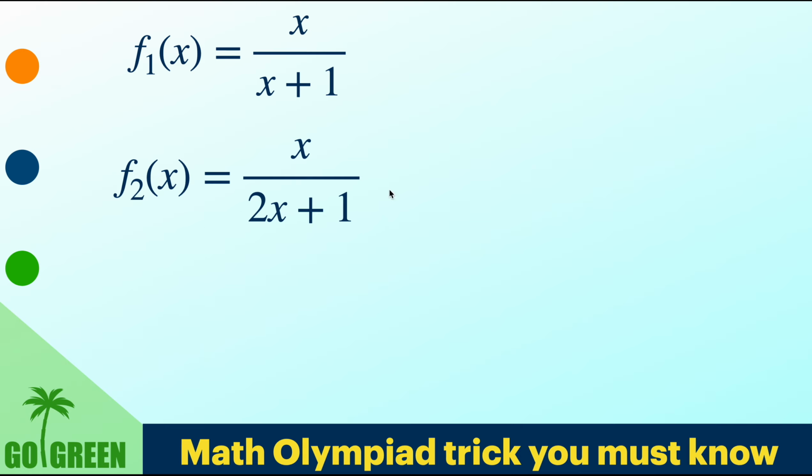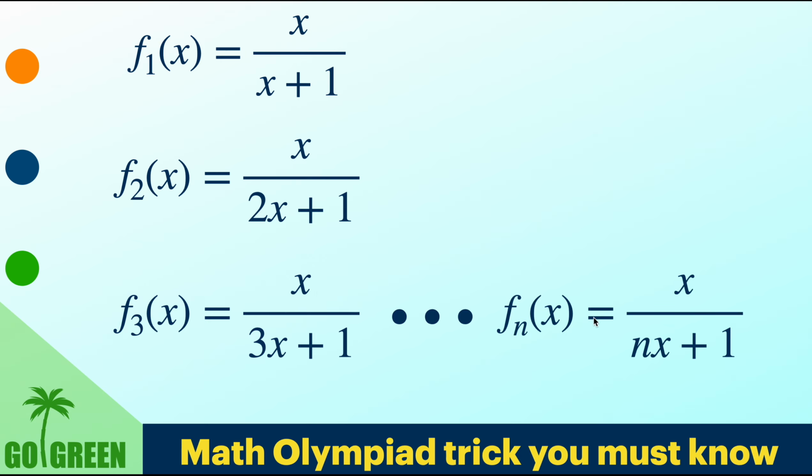This is what we calculated, and then f3(x) is x over 3x plus 1. So can we see some pattern? Is it continuing in this fashion? We can get fn(x) equal to x over nx plus 1 for all n. That is something which we do not know actually.